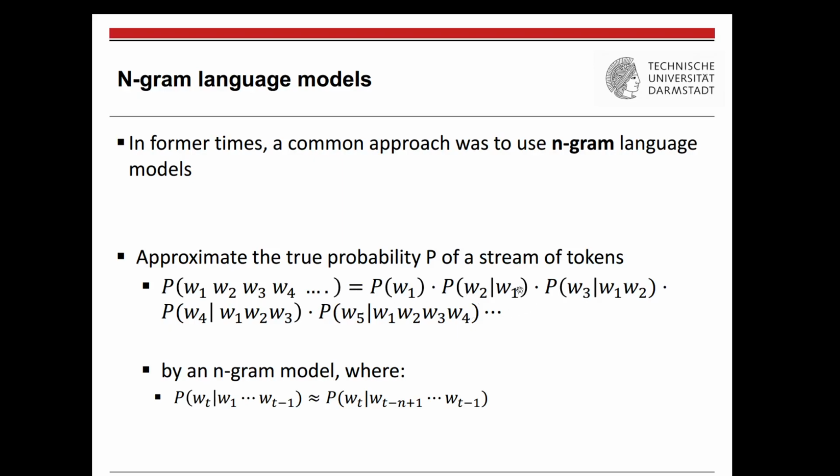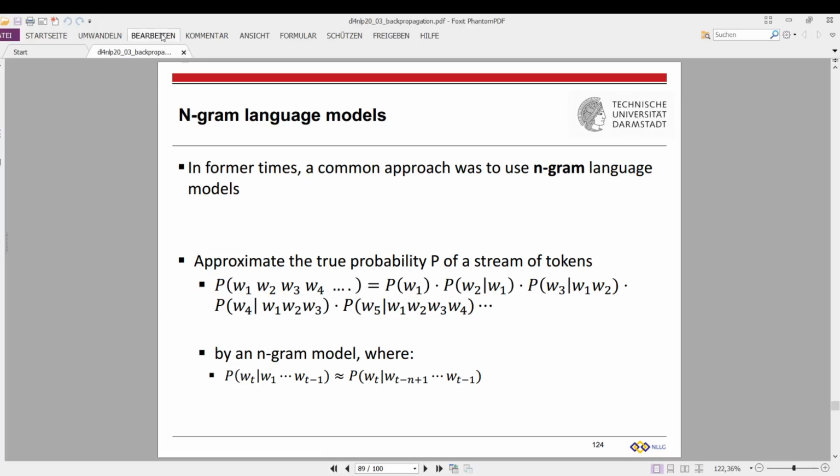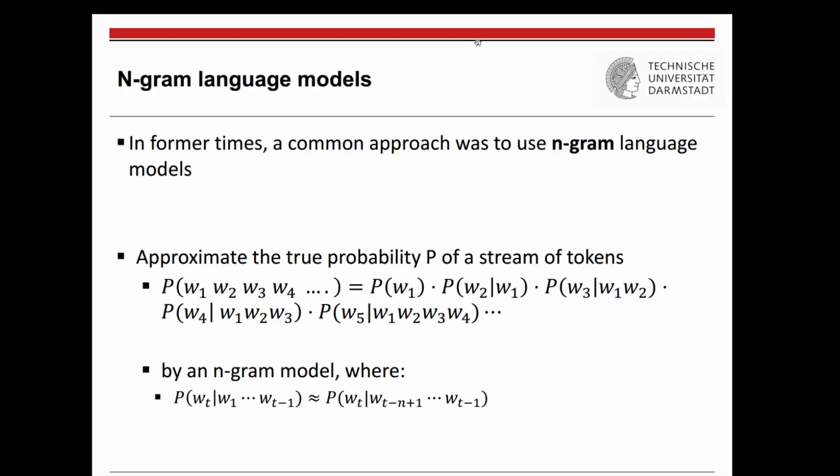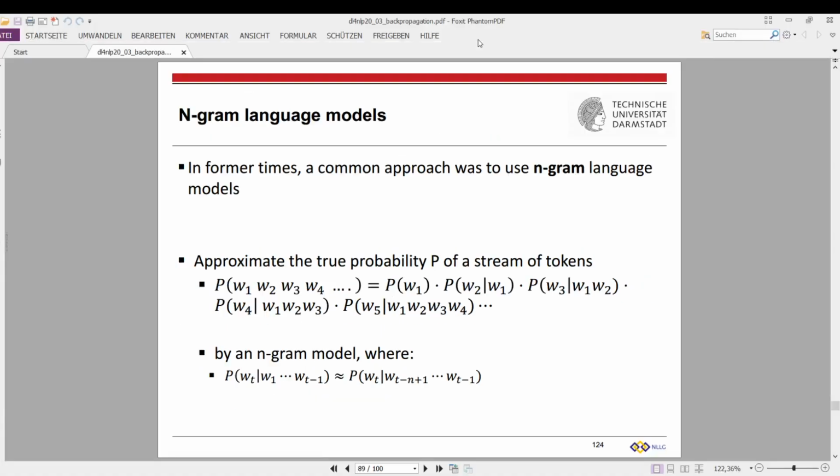And this formula is very easy to remember if you look at the definition of joint probability and conditional probability, because the definition of conditional probability is the following.